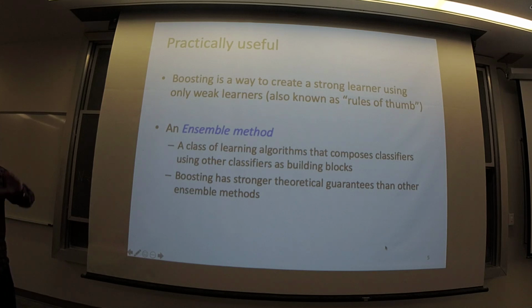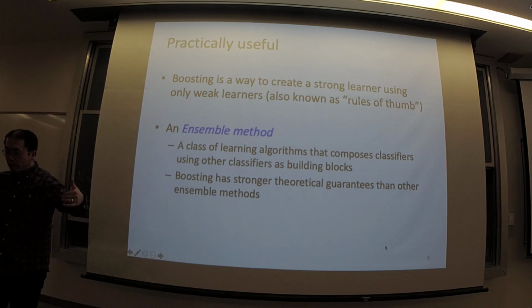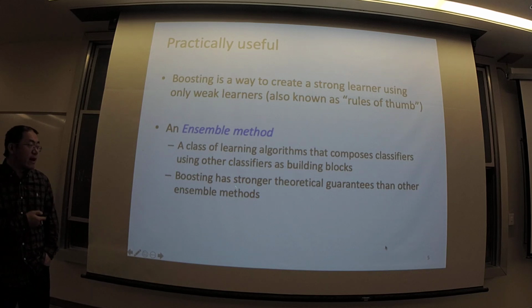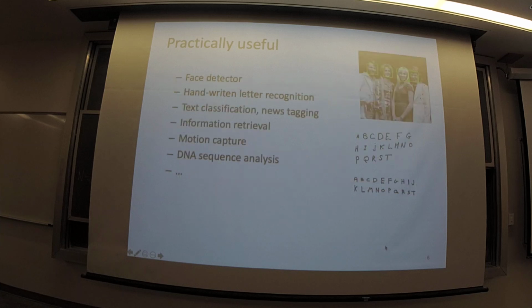But ensemble method is a kind of broader concept. It means a class of learning algorithms, including boosting, that composes classifiers using other classifiers as building blocks. Like I use decision trees, very shallow decision trees. We know it's weak, right? And we just combine a bunch of shallow decision trees, and now it's a very complicated, very powerful ensemble of decision trees. And boosting has stronger theoretical guarantees than other ensemble methods. That's why we first introduced boosting.